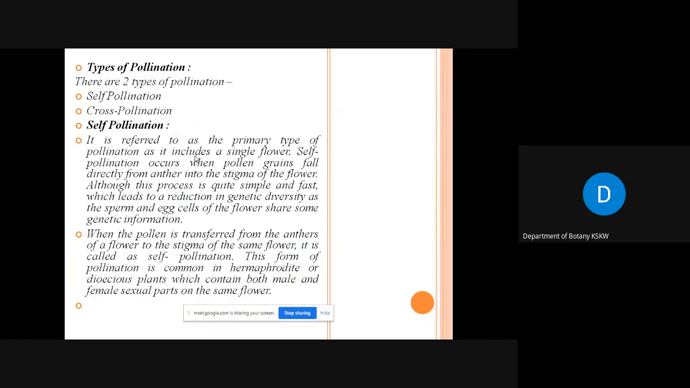When the pollen is transferred from the anther of a flower to the stigma of the same flower, it is called self-pollination. This form is quite common in hermaphrodite plants, which contain both the sex organs, that is, male and female, in the same flower.